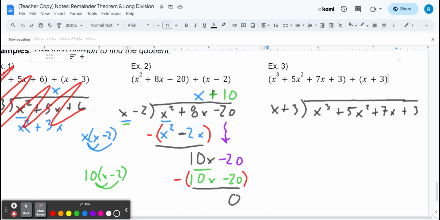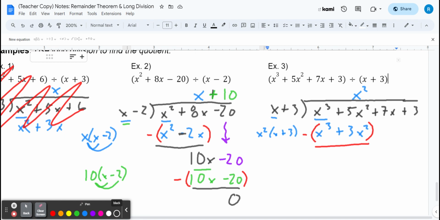And all this is going to do is add one extra step to what's going on. Okay, we start it the same way. We look at those first terms, x and x to the third. We're going to have x squared. We distribute that back in. If we go x squared times x plus 3, that's going to get us x to the third plus 3x squared. And that's going to be what we subtract. Make sure to subtract that whole thing.